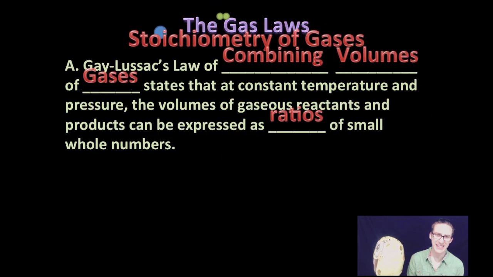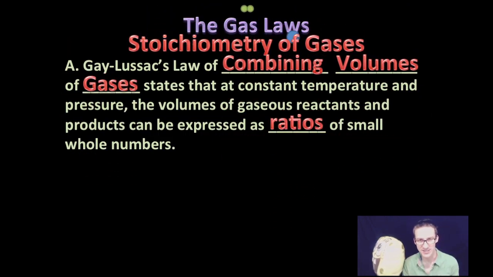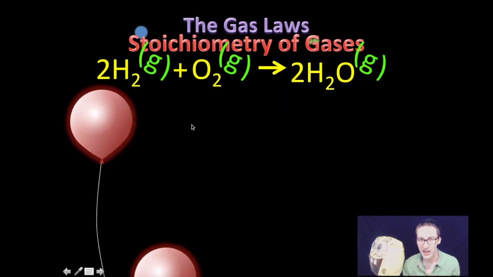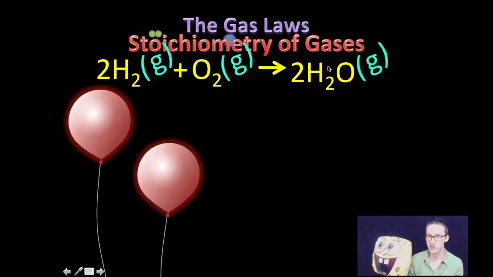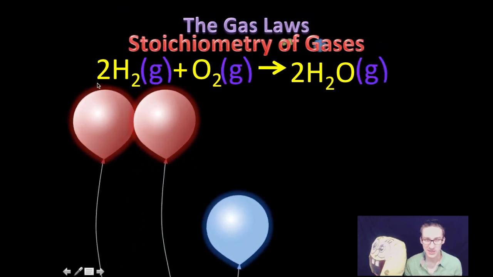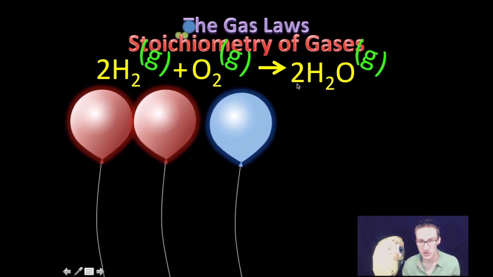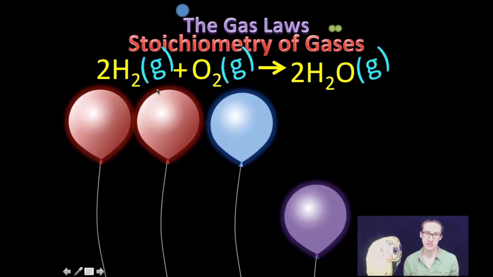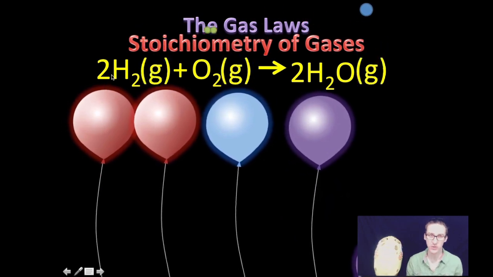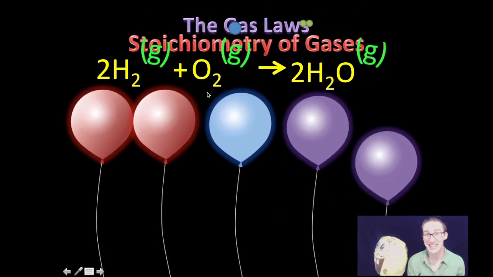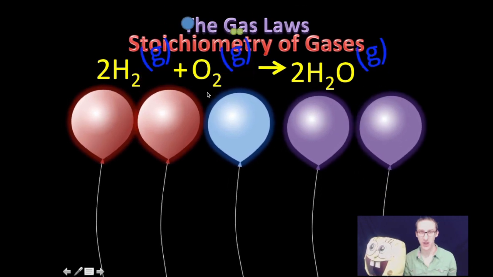Alright, so first, Gay-Lussac's law of combining volumes of gases is really going to set us up for study of the stoichiometry of gases. It simply states that at constant temperature and pressure, the volumes of gaseous reactants and products can be expressed as ratios of small whole numbers. So as we take a look at a reaction in which all of the reactants and products are gases, you need to recognize that the coefficients in the balanced chemical equation can also represent the volume ratios for those different reactants or products that are in the gas phase only.